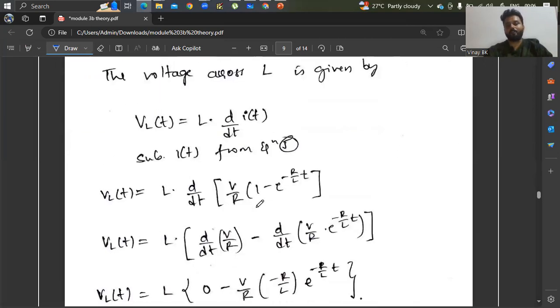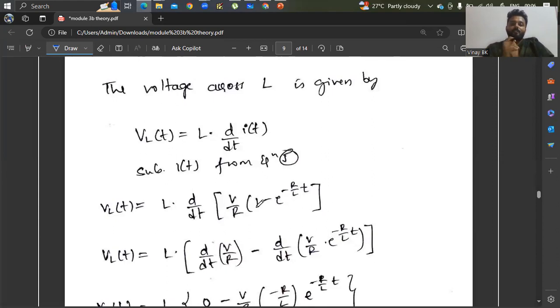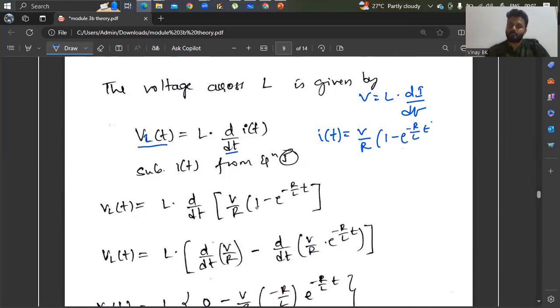Similarly, to find the voltage across L, you know that V equals L into di by dt. Voltage across L, VL of t equals L into di of t by dt. We know what I of t is. I of t is nothing but V divided by R into 1 minus e to the power minus R by L into t. Substitute this value here and do the differentiation.